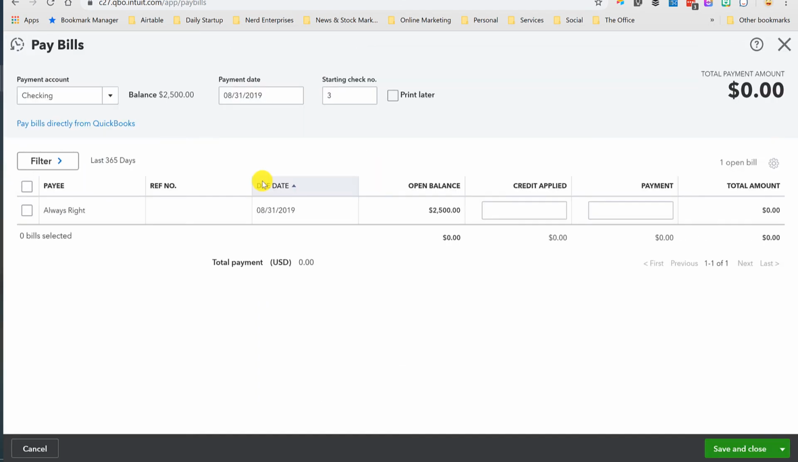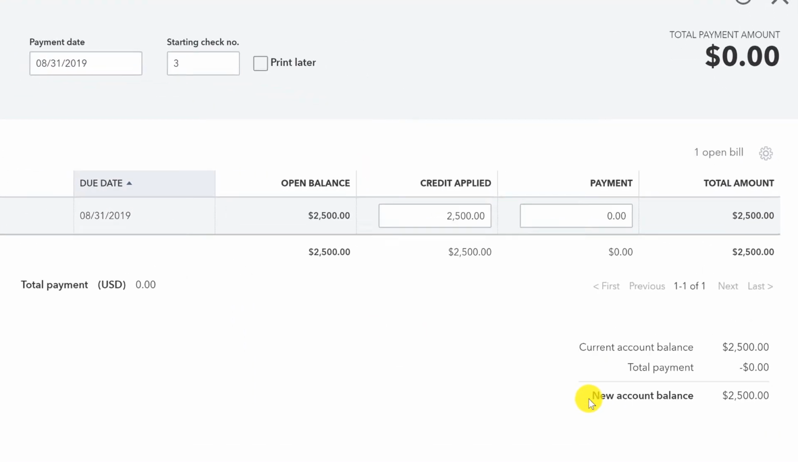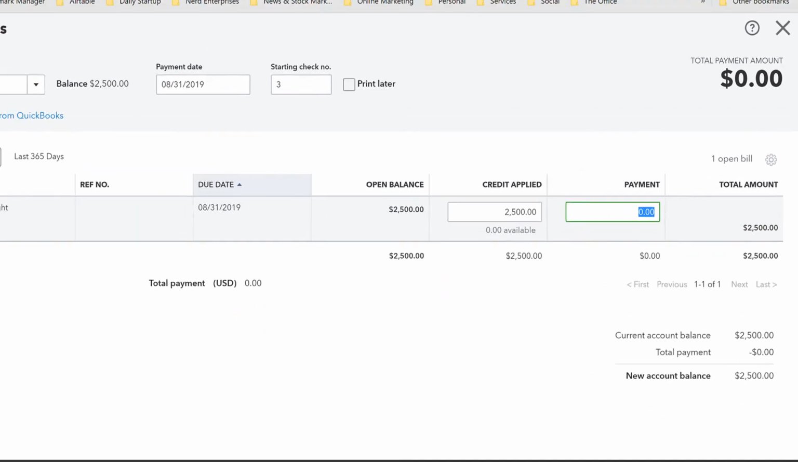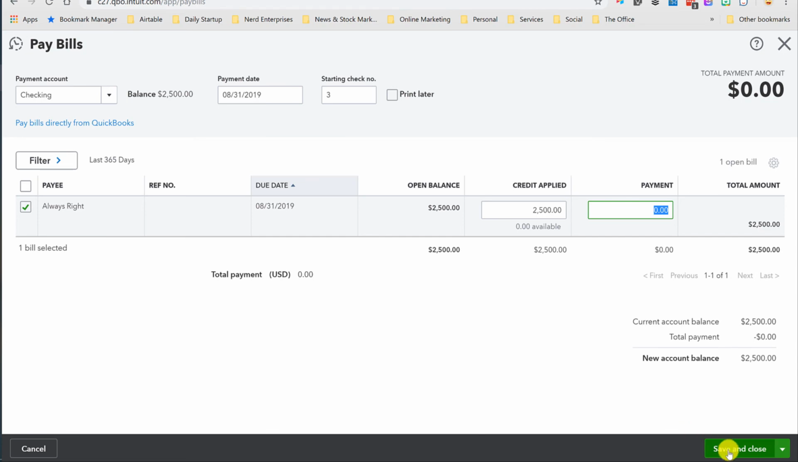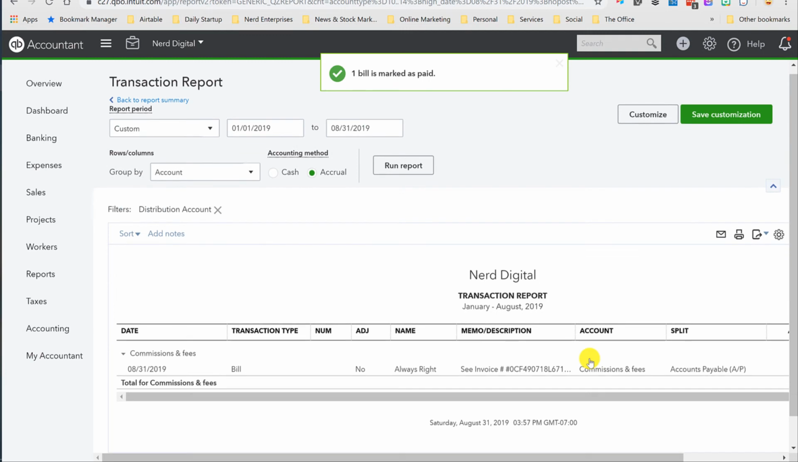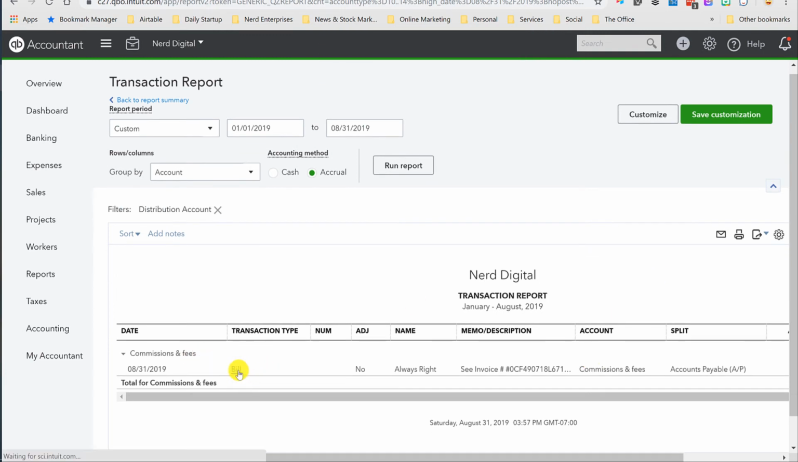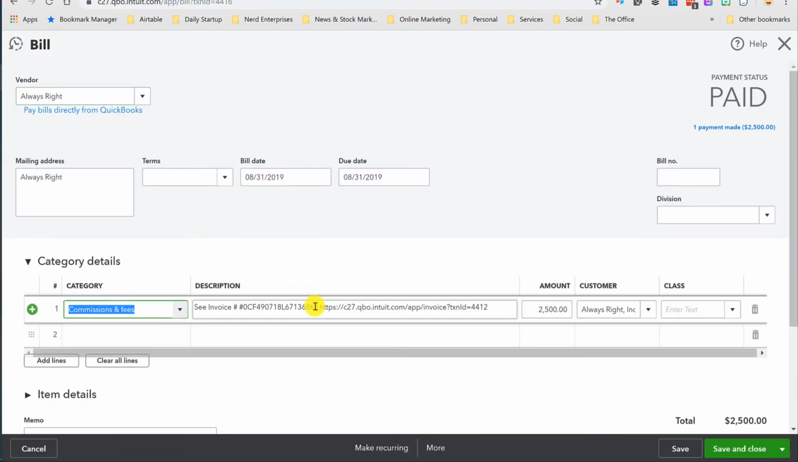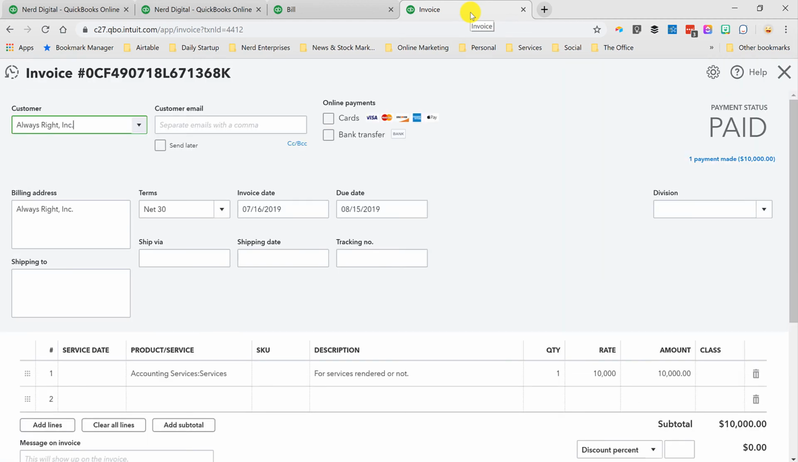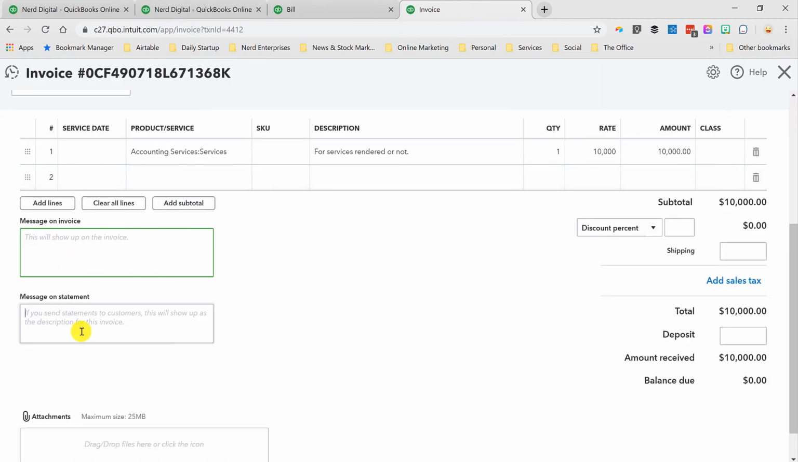And then we're going to pretend like we're paying that vendor, right? So we're going to go pay bills. I check off Always Right, but it found the credit and applied it for me. It was pretty straightforward. So there's no actual payment to record here. I'll hit save and close. Now our P&L is right, but when I click into the commission expense, it's driven by a bill. And when I click into the bill, I can see very clearly that it was related to this invoice. I can go into that URL by copying and pasting it. And boom.